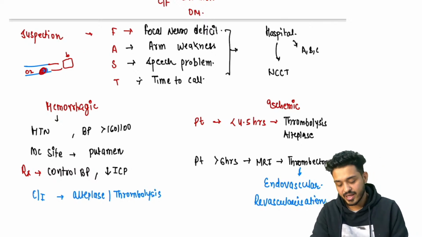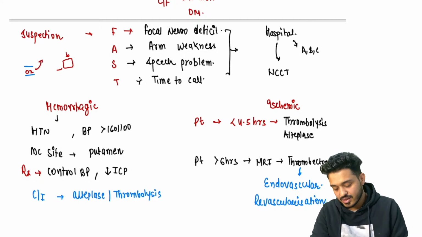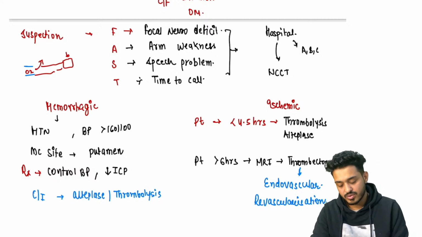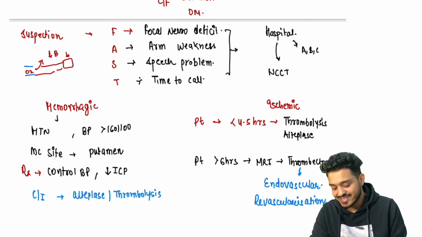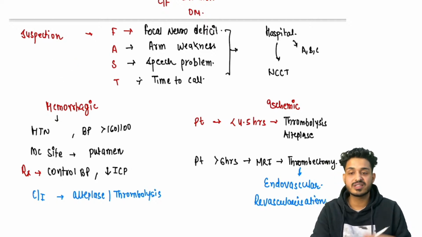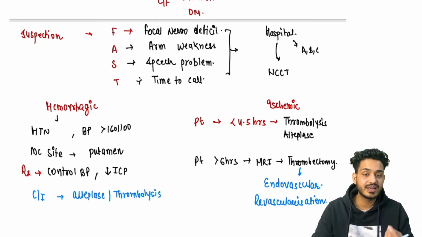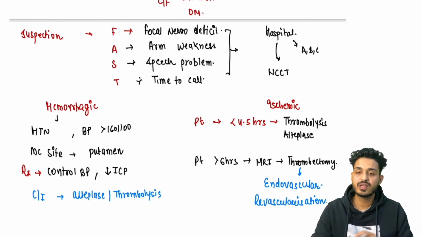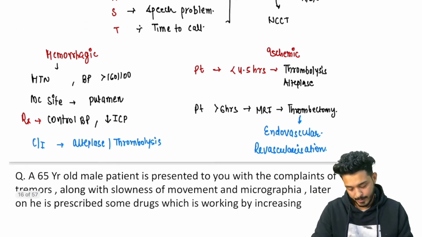Second thing, what is happening? Because of some rupture, the blood is oozing out. So first thing you need to do, you need to decrease the BP. You need to decrease the tension that the brain is having. Because of excess of fluid, the intracranial pressure will be increased, right? So you need to decrease that intracranial pressure. This is what you need to do, right?